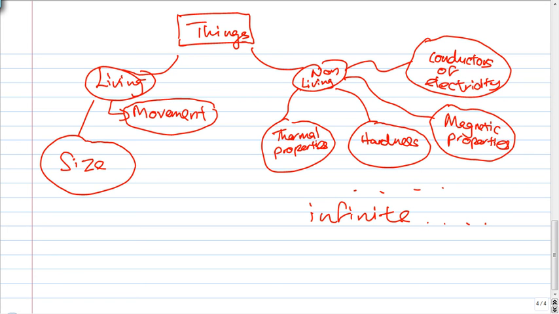So there you go. So that's chapter 1 for you, classification of living things. Classification of things, that is. Alright.